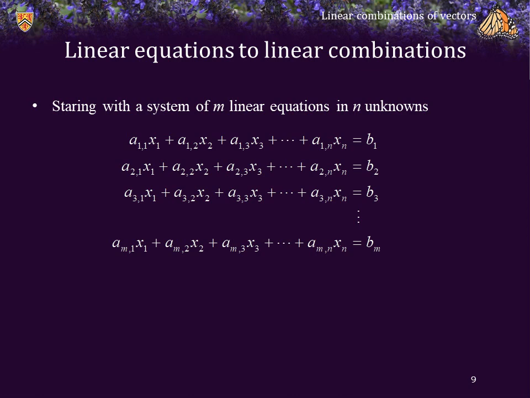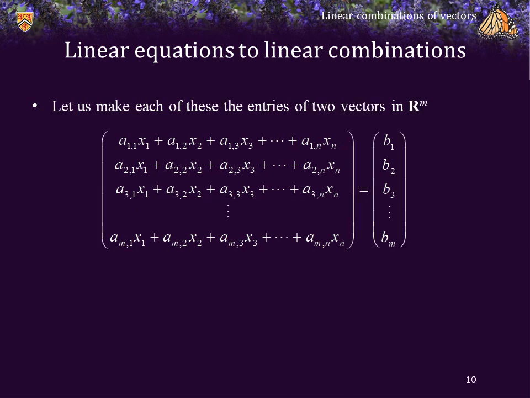Well, let's create two vectors. The vector on the left will have the left-hand sides of each of these equations. The vector on the right will have the right-hand sides. All right, and this is acceptable because two vectors are equal if and only if the corresponding entries are all equal.